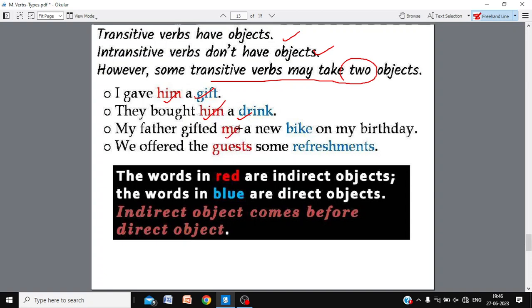My father gifted me a new bike. The first is indirect object, the second is direct object. And this is the object for the preposition, not the object for the verb. We offered the guests some refreshments. Guests, indirect object, refreshments, direct object. So the words in red are indirect objects, which come first, and the words in blue are direct objects, which come afterwards. Indirect objects will always come before direct objects. First indirect object, then direct object.